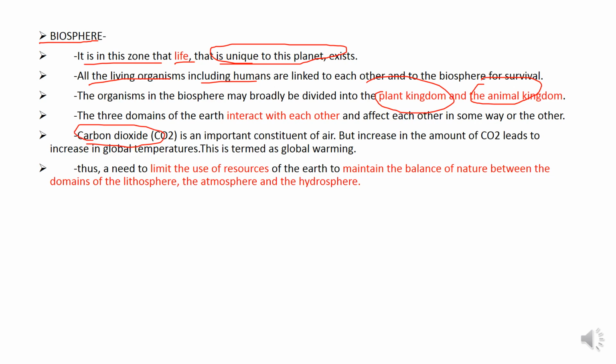Carbon dioxide is an important constituent of air, but increase in the amount of carbon dioxide leads to increase in global temperatures. This is called global warming. Thus, we need to limit the use of resources of the earth to maintain the balance of nature between the domains of the lithosphere, atmosphere, and hydrosphere.